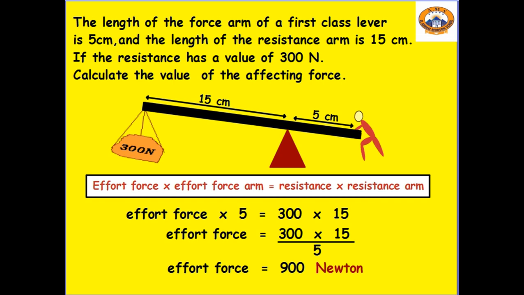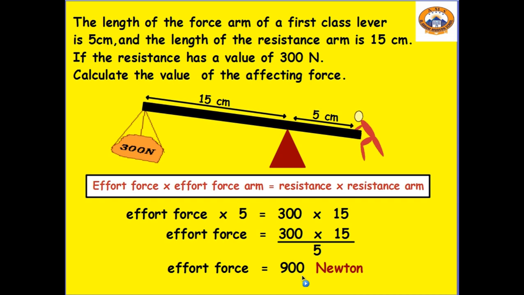Now let me ask you, does this lever save effort or not? We have to compare the effort force F with the resistance R. Here, the resistance, the heavy object, was 300 Newton. In order to lift it up, we needed to exert a force of 900 Newton. Here, we exerted an effort which is much bigger than the resistance force.